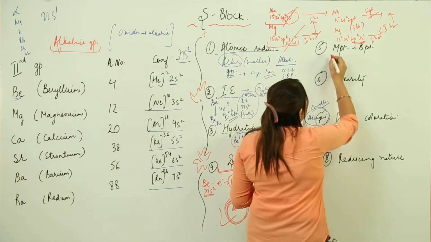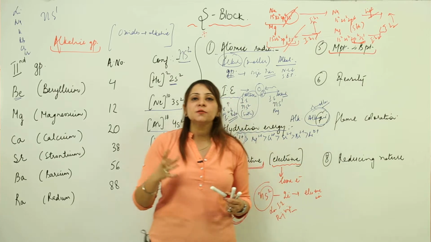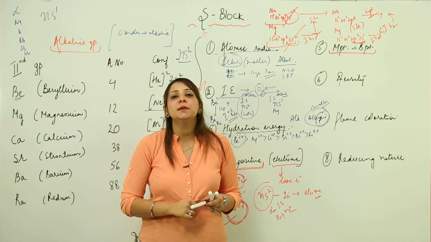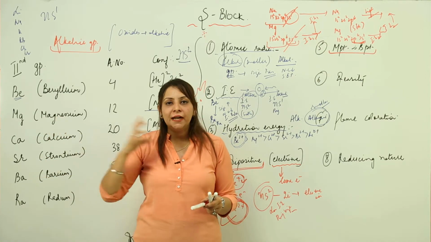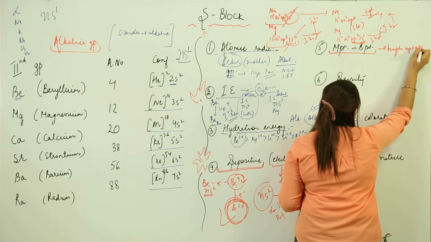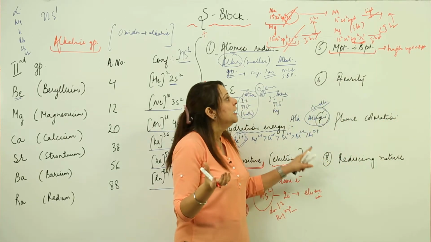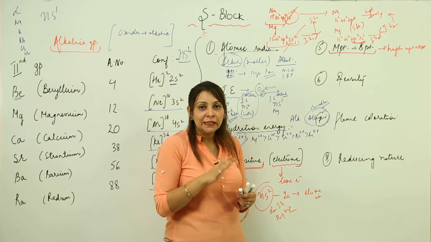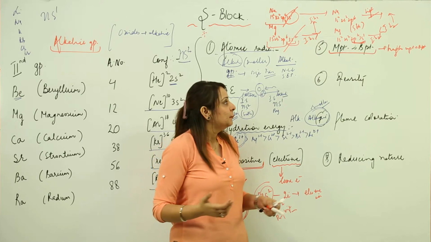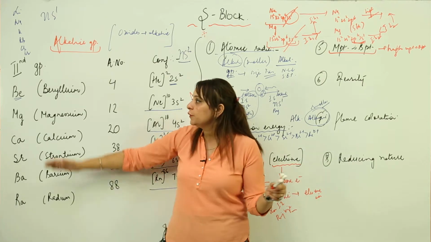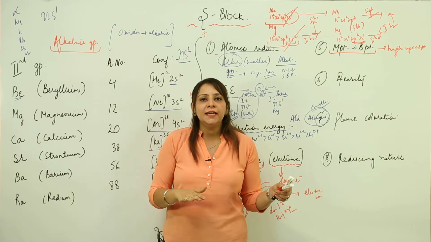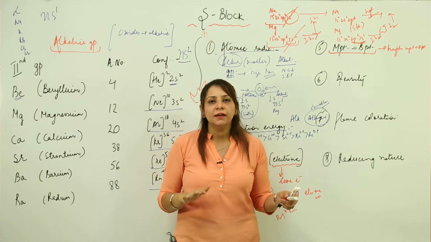Now coming to the next property, melting and boiling point. We know that the smaller the size, the more the intermolecular bonding, and the higher the melting and boiling point. So if we compare with the alkali metals, the alkaline earth metals are smaller, so they have high melting and boiling points. But as we move down, melting and boiling points gradually decrease due to the increase in size. The decrease is not occurring in a regular trend, but still the one on top has the high melting and boiling point, and it is decreasing down the group.